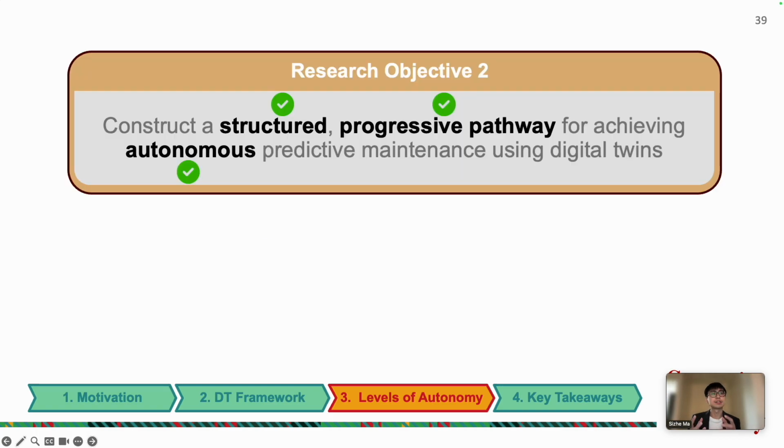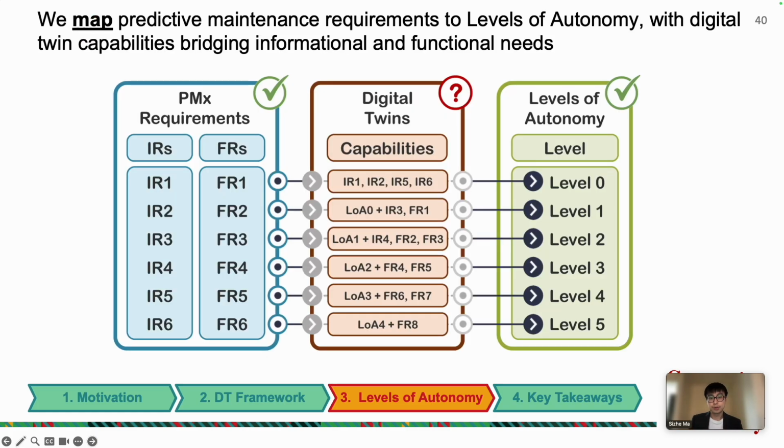So, since we now have a much better understanding of some of these words like structured or progressive, we might have another question. What do we mean by using digital twins? This work basically aimed to map predictive maintenance requirements to levels of autonomy with digital twin capabilities in the middle, bridging informational and functional requirements. In other words, as a digital twin is considered a lifecycle tool that could be developed incrementally across different stages of its life cycle, we want to use them to fulfill more and more requirements through different life cycles and to help the predictive maintenance system climb the autonomy ladder on the right.